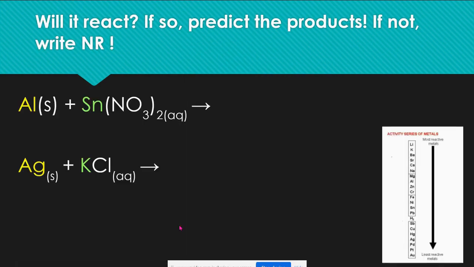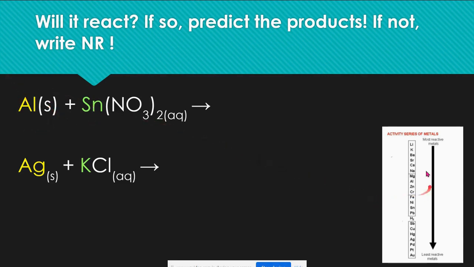Using the activity series on your blue reference sheet, let's take a look at question number 1, this first example here, and remember, this is the process that you're going to use. You're going to ask yourself if the standalone element, in this case the elemental aluminum, which is a solid, is more reactive than the metal in the compound. So you're going to initially ask this question to understand if this reaction is going to occur. So one more time, is aluminum more reactive than tin?